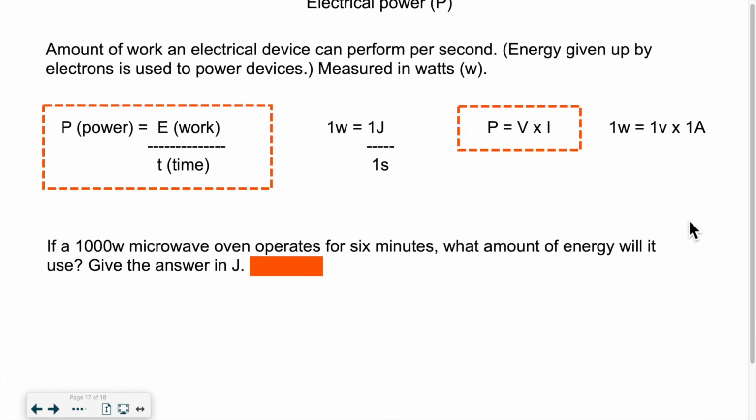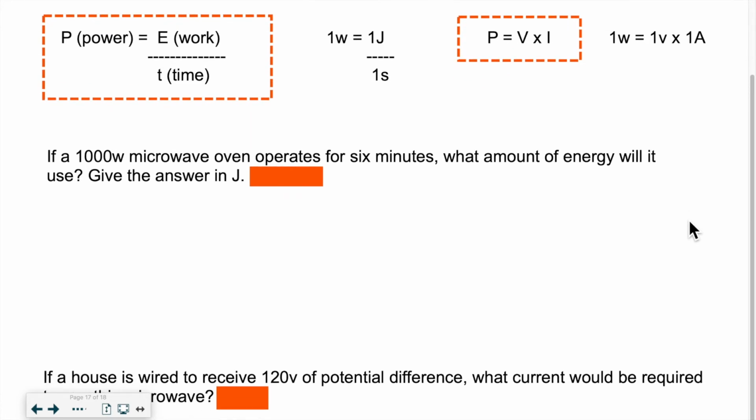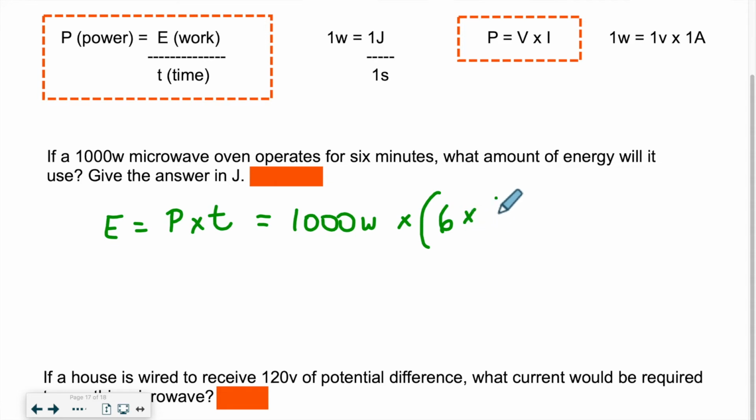So let's see if we apply this to the following problem, how we can go about it. If a 1,000 watt microwave oven operates for 6 minutes, what amount of energy will it use? Give the answer in joules. Obviously, we're looking for energy, so it makes sense that it would be in joules. Energy in this case would be equal to power times time if I reorganize my equation. That means 1,000 watts times the time, which is 6 minutes, but the time has to be in seconds. So 6 times 60 seconds. And that will give me the energy. So this gives me 360,000 joules.